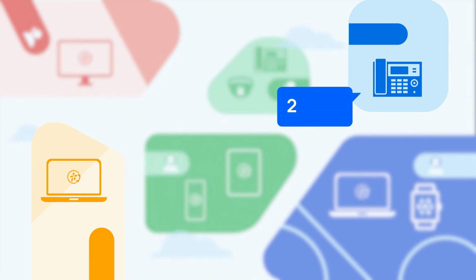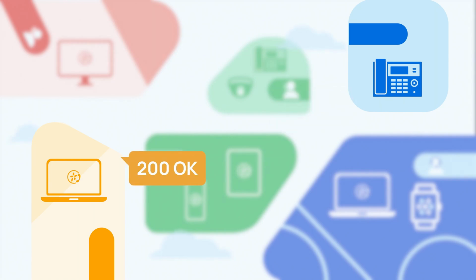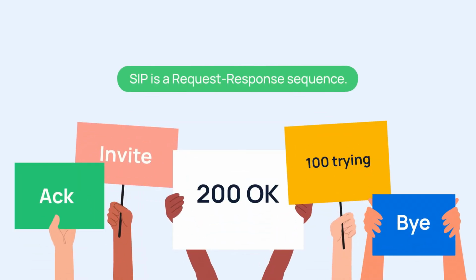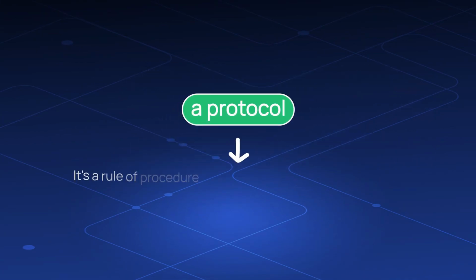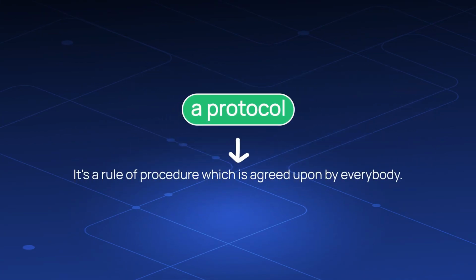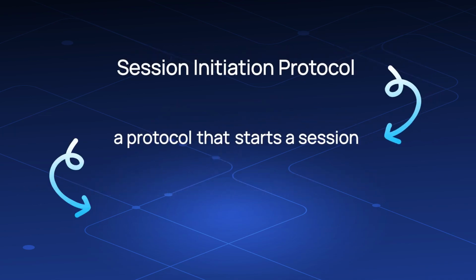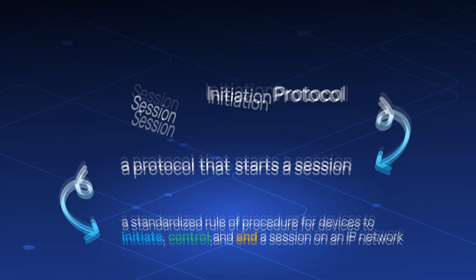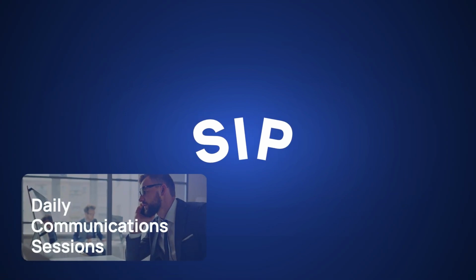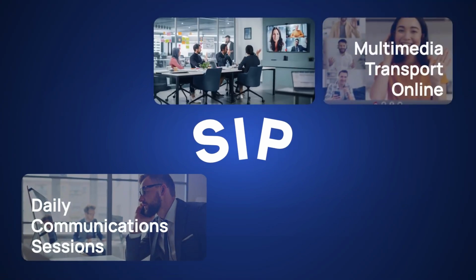We can think of SIP as a language for the devices to communicate with each other, just like human language. SIP is a request-and-response sequence. Every sentence and every word of it is standardized and globally acknowledged. That's why we call it a protocol. It's a route of procedure which is agreed upon by everybody. So this is SIP: a standardized route of procedure for devices to initiate, control, and end a session on an IP network. It's responsible for most of our daily communication sessions and multimedia transport online.